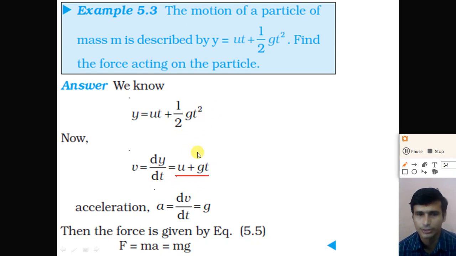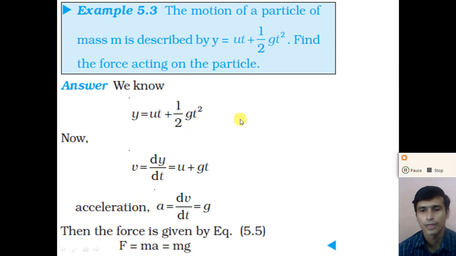Now from this velocity, differentiation of the velocity gives the acceleration. So acceleration is a = dv/dt. Again we differentiate this equation: u is the constant initial velocity, so the differentiation of a constant is 0, and g is constant, the differentiation of t is 1. So the acceleration is equal to g, the acceleration due to gravity. Now according to Newton's second law of motion, F = ma. Since the acceleration is g, we get F = mg.